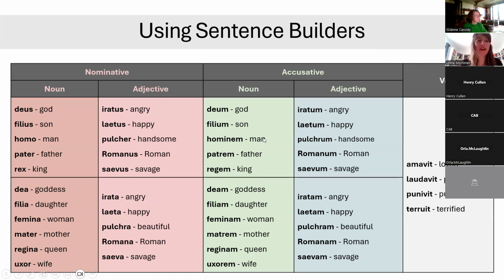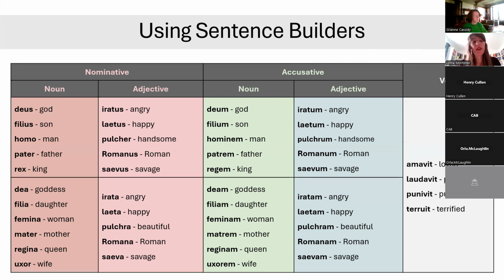Sentence builders, excellent way to scaffold language work. Very popular in MFL teaching at the moment. Some people might be like, well, it's cheating. It's not. It's exposing students to lots and lots of Latin. And it's just providing scaffold, so they're not having to think about too many things at once.